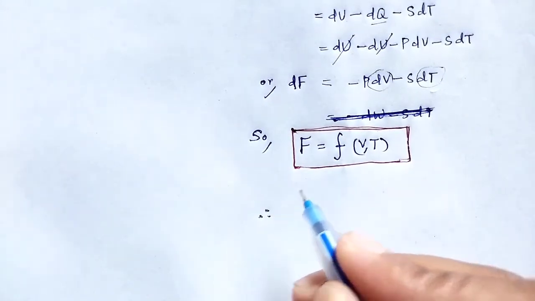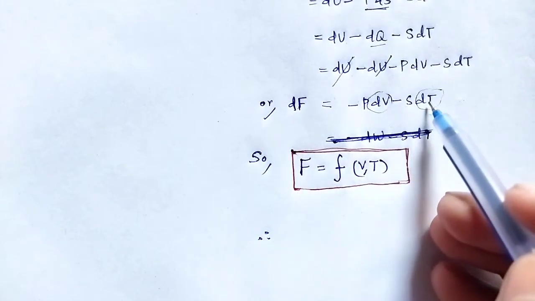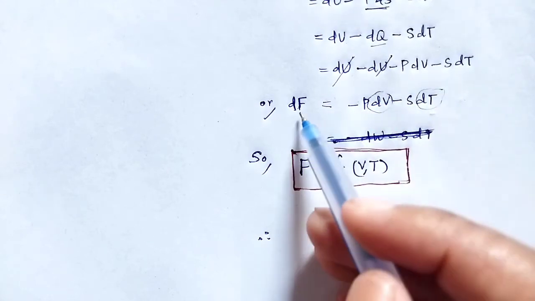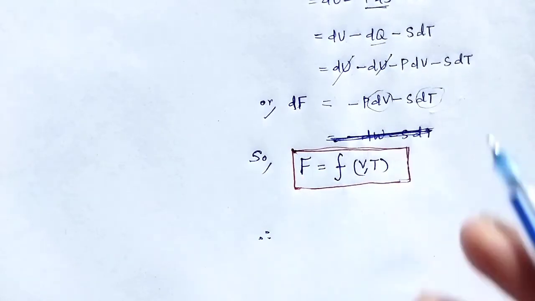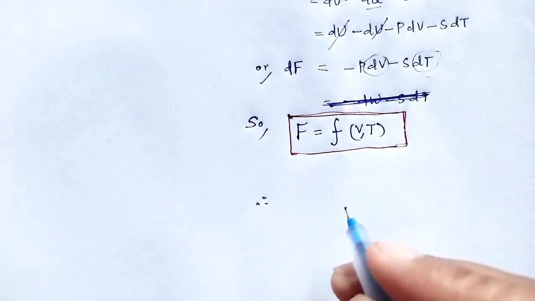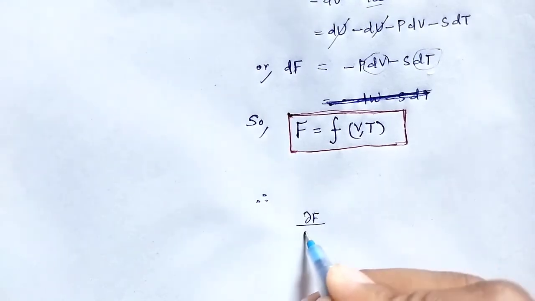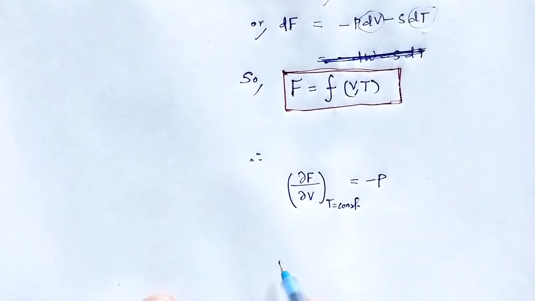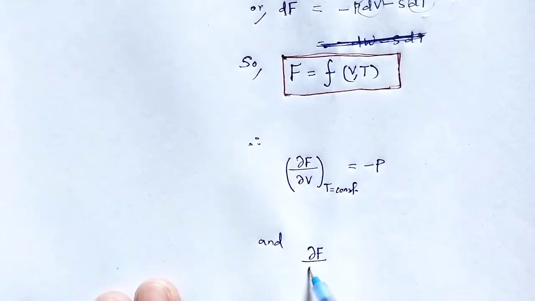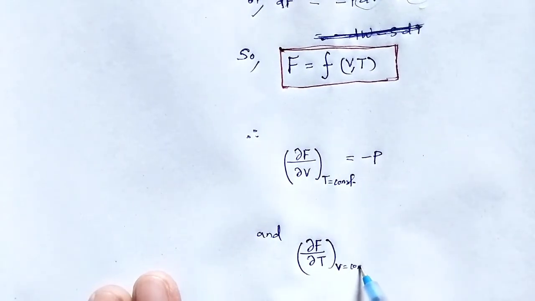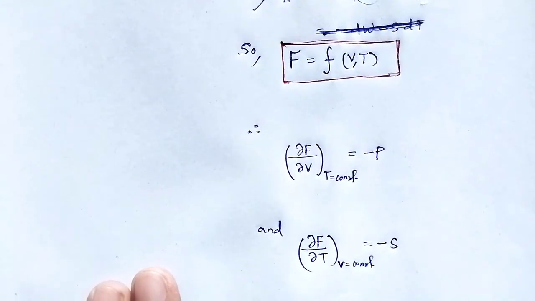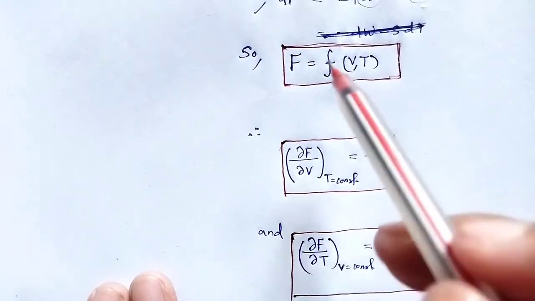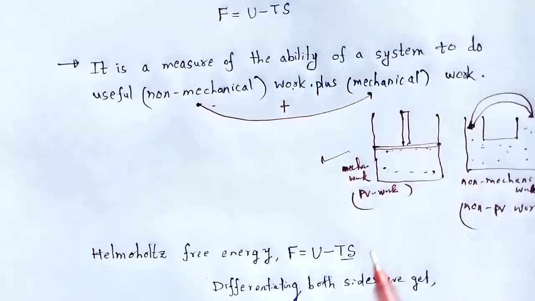The partial differentials look like this. When volume is constant, dF is equal to minus S dT, and dF by dT is equal to minus S. Again, when temperature is constant, that term vanishes, therefore dF is equal to minus P dV and dF by dV is equal to minus P. So I write two differentials here: del F by del V at T equal to constant is equal to minus P, and del F by del T at V equal to constant is minus S. These are the two partial differentials from this equation of Helmholtz free energy. This is Helmholtz free energy.